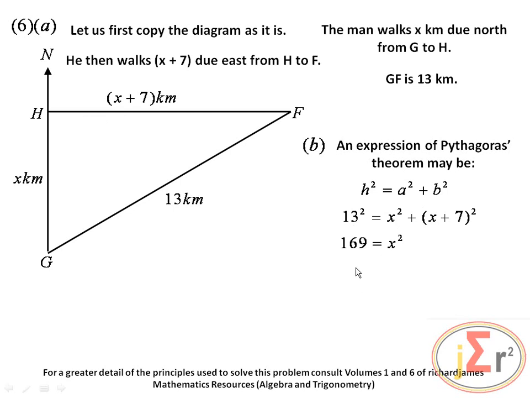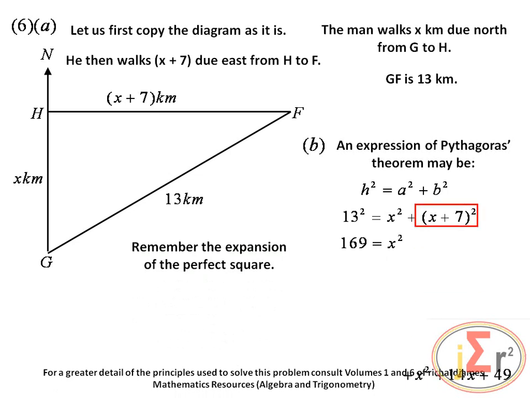Squaring 13 gives 169. Squaring x gives x squared. But what will happen? Do not forget the expansion of the perfect square. Some students will do what? Only say x squared right there and square the 7 and then put it down. They forget that in the perfect square we have a middle term that is equal to 2 times the first times the second. So 2 times x, 2x times 7, 2 sevens 14, so we have 14x right there.